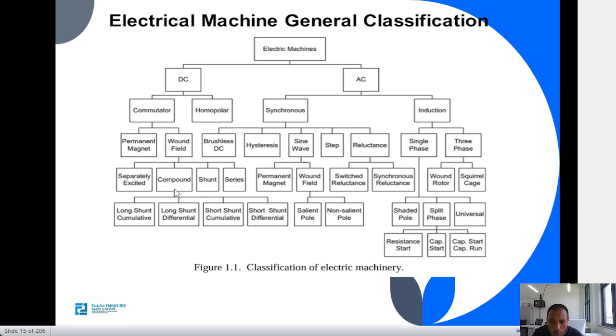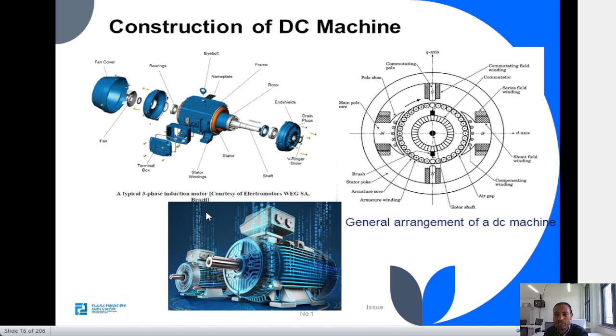Again, the compound type of generator can be long shunt, and this long shunt can be cumulative or differential, based on the way the windings are connected. We'll come to these points later in detail when we talk about generators and motors. These are the general classifications of DC machines.